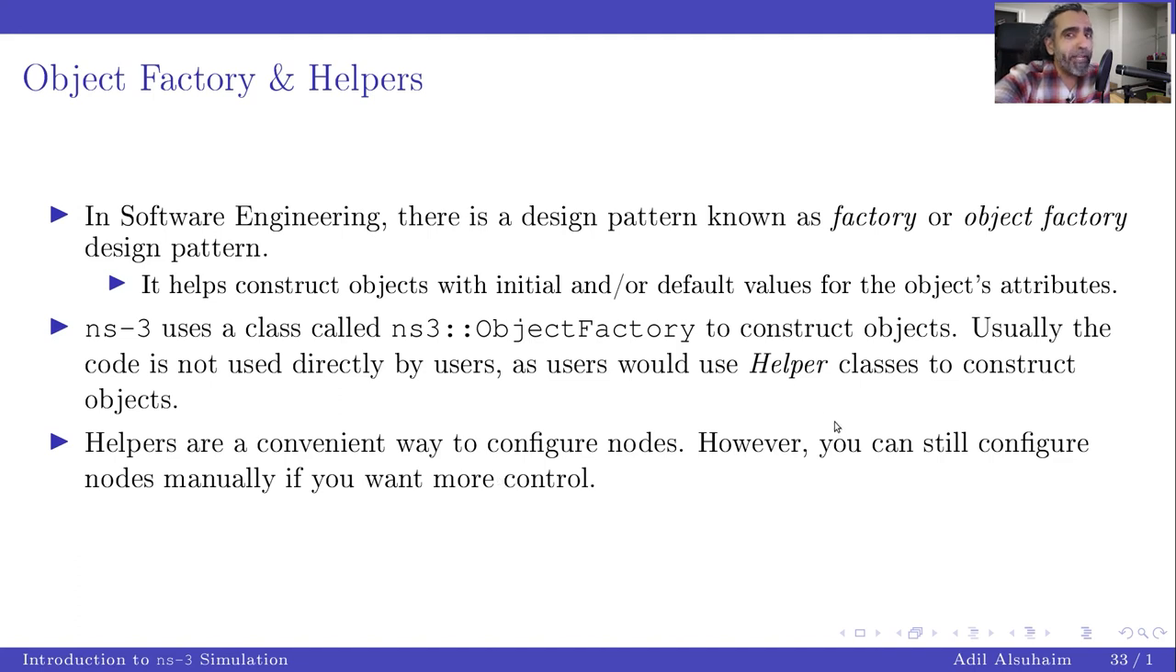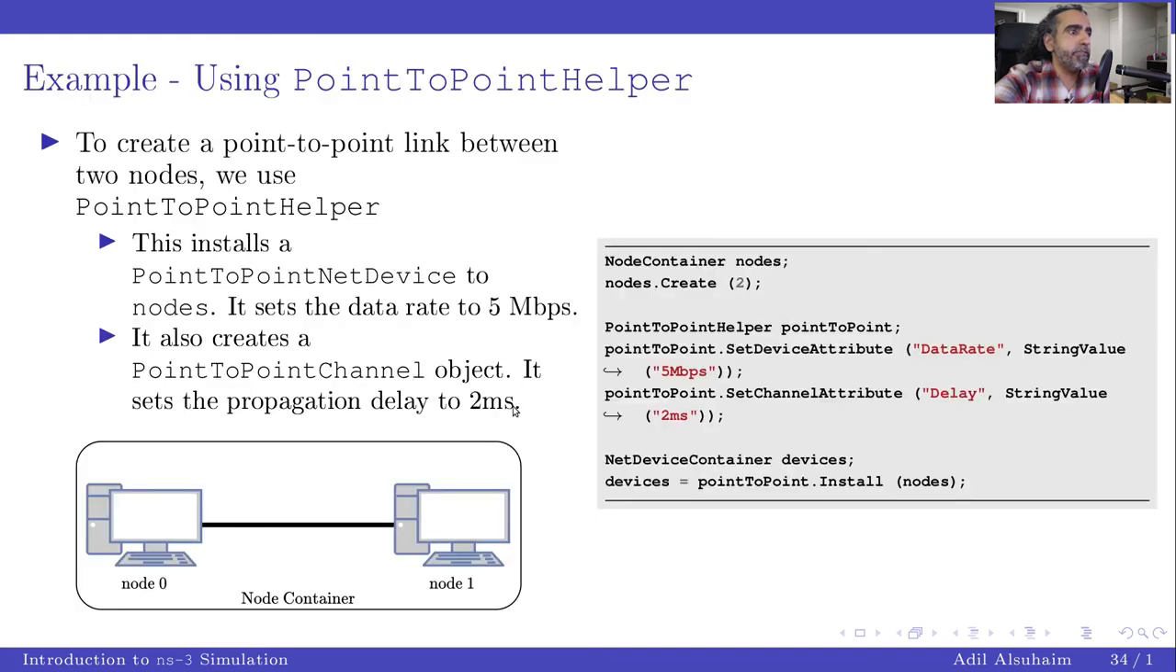You can also do it manually without these helpers if you want ultra control, but you might miss some things as a beginner, so try to use the helpers as much as possible. Here's an example using the point-to-point helper. Basically, we want to create node 0 and node 1, connected by a direct connection. It's a point-to-point protocol, and these hosts or nodes will have a point-to-point net device in each of them, and then they communicate directly without anything in between.